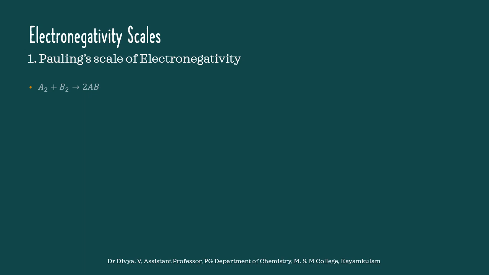So first one is the Pauling scale of electronegativity. When explaining this, let us first look at a molecule formation. A2 is a diatomic molecule. B2 is another homonuclear diatomic molecule. When they are combining together, a new molecule is formed of molecular formula AB.